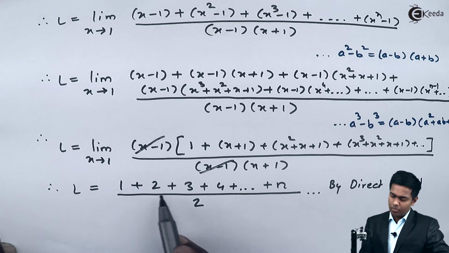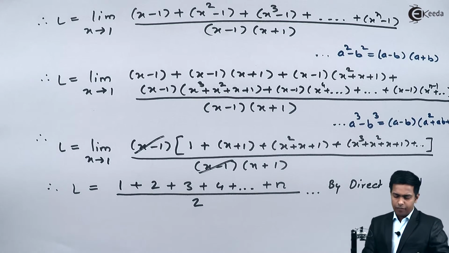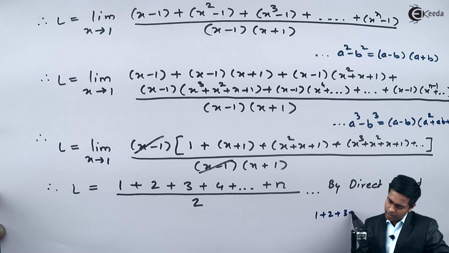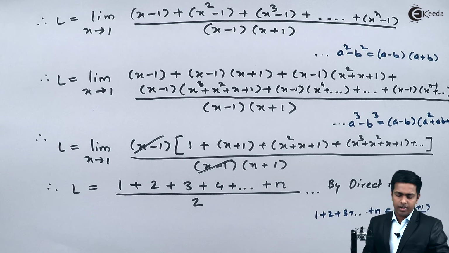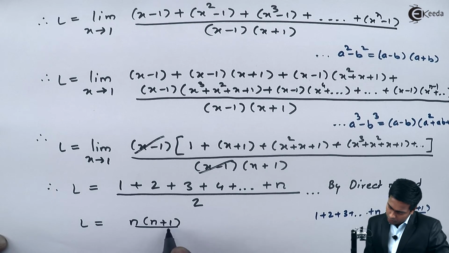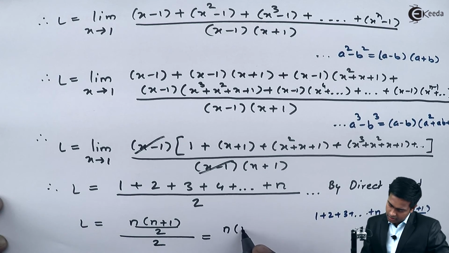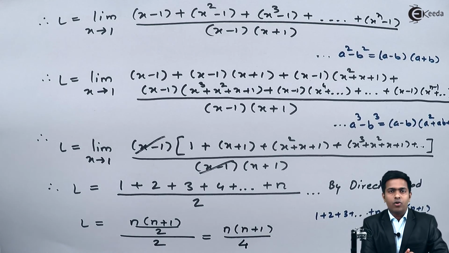Now if you will observe the numerator, then in numerator we got arithmetic progression, and for this arithmetic progression we have the formula, that is 1 plus 2 plus 3 plus so on till n equal to n into n plus 1 upon 2. So I will apply this formula over here and we will get L as n into n plus 1 upon 2 whole divided by 2, so that this term will become n plus 1 upon 4, and this is the value of given limit.